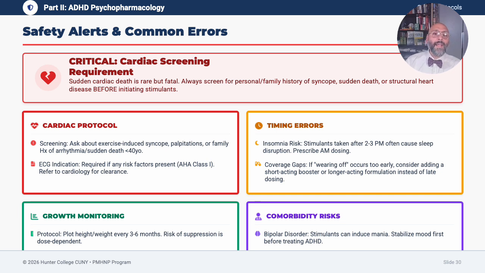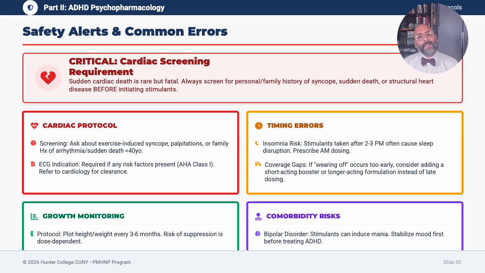Cardiac screening. Sudden cardiac death with stimulants is rare, but think about it. It is catastrophic when it occurs. So this is a non-negotiable. Before starting any stimulant, you must screen for a personal or family history of syncope, unexplained sudden cardiac death, or known structural heart disease. This is not about ordering a routine EKG on everybody. This is about asking the right questions. If the history raises concern, exercise-induced syncope, palpitations, family member with sudden death under age 40, then the next step is clear: EKG and cardiac clearance. That's the American Heart Association Class 1 recommendation, okay?